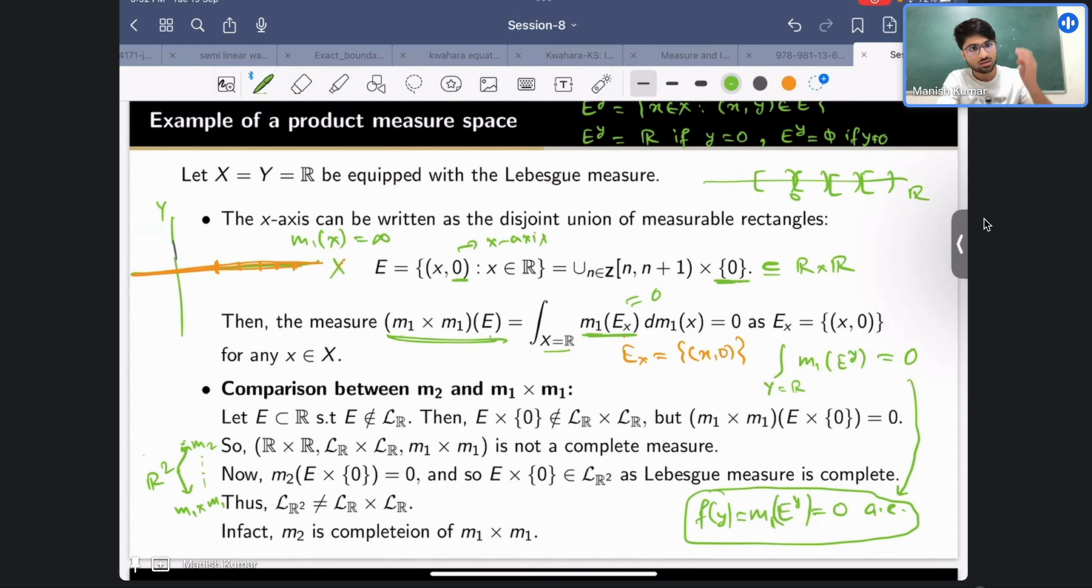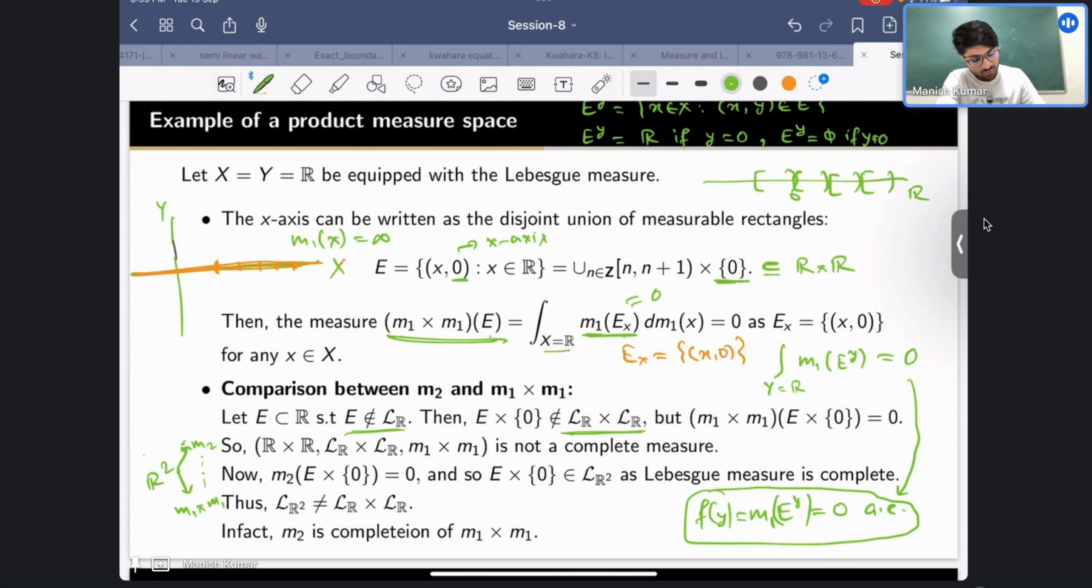They are measures on the same space, right? So let's see that. Now you choose some E which is not Lebesgue measurable. Then you know that this E cross 0 is not in the sigma algebra of product spaces. So this does not belong to LR cross LR, just because E does not belong to LR.